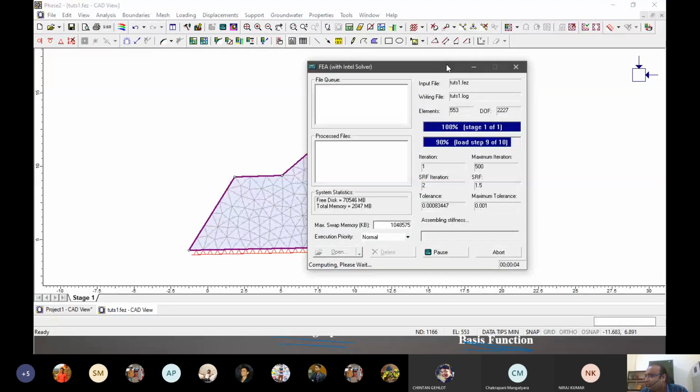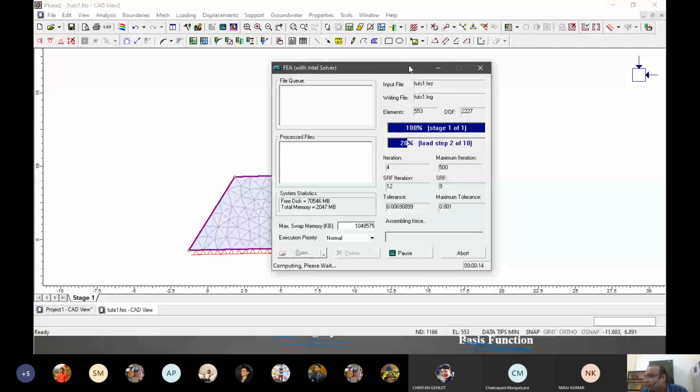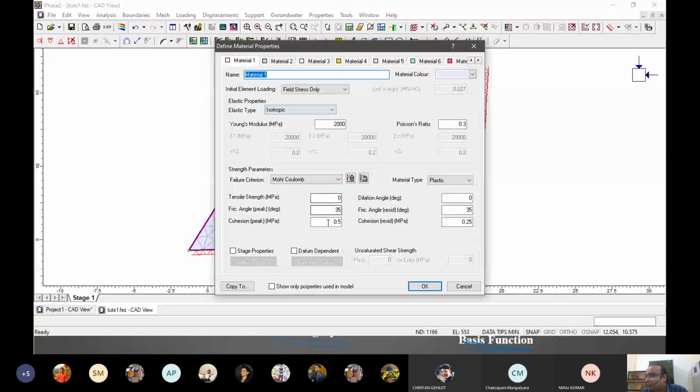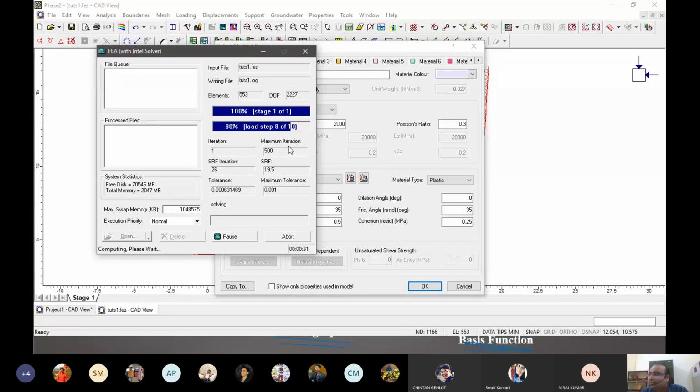If we do it now, it is still running for quite a while. Okay. So still the maximum iteration is 500. Yeah, I could use that. Let's do that, because it will take a lot of time otherwise.